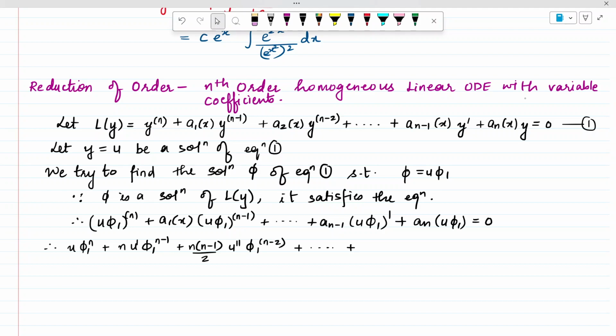And this will continue till you reach the nth order derivative of u and phi 1 remaining as it is. Okay, this is using Leibniz rule. So those of you who do not remember Leibniz rule, you can just revise it for yourself. Okay. And here you can exchange u and phi 1, not an issue. Okay. Next we will have A1.